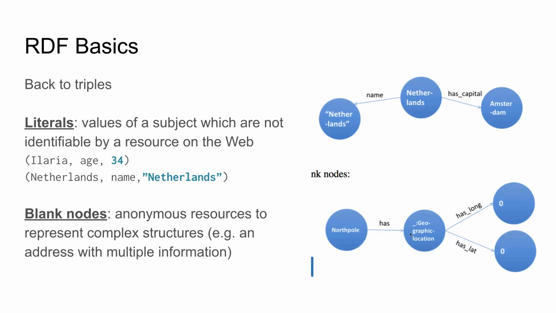So most of the time, blank nodes are used to represent complex structures. We talked earlier about addresses, but an address has multiple pieces of information. An address has a street, a street number, maybe a house number, a postcode and a city. So an address is a complex structure that can be represented with an empty resource. So we could say Ilaria has an address, and then here we would have street name, street number, postcode, city, and so on and so forth.